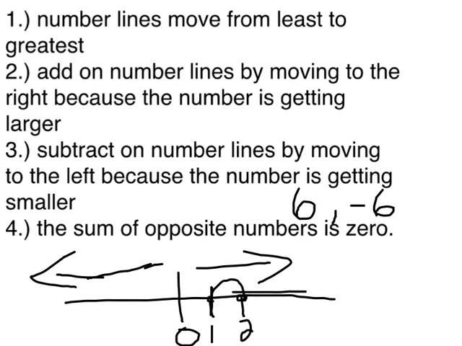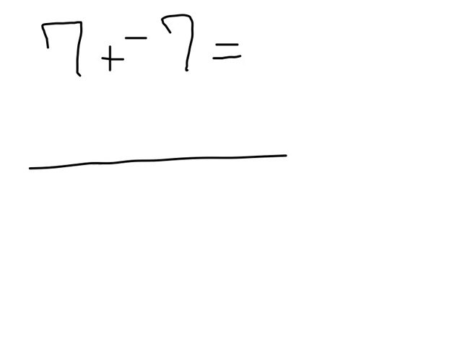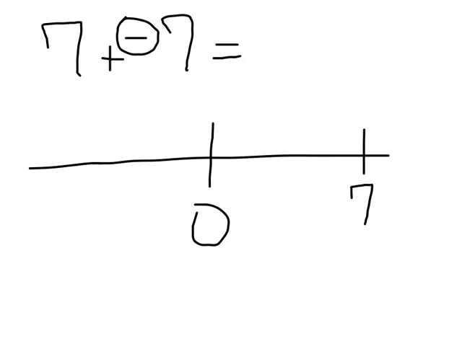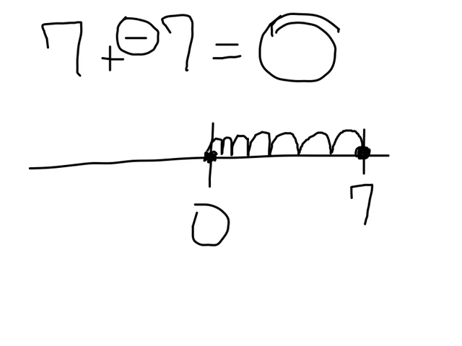So let's look at our first example. Let's say I had 7 plus negative 7. Well, I know that if I have a number line, I'm starting at 7. And because my negative is telling me to go left, I'm going to start at 7, and I'm going to move 7 spaces to the left. 1, 2, 3, 4, 5, 6, 7. So I've landed at 0.